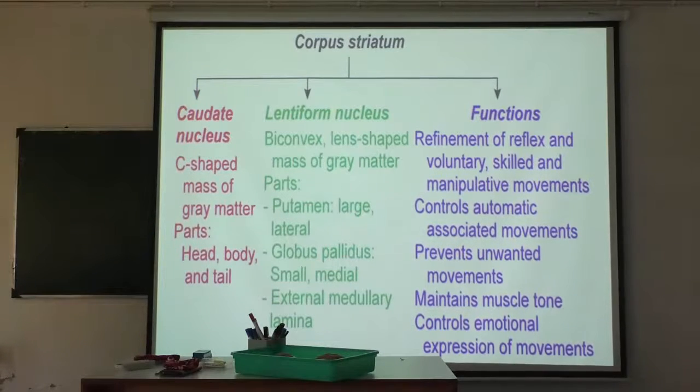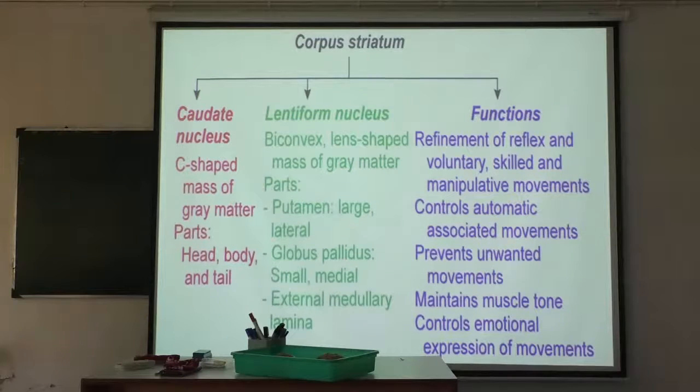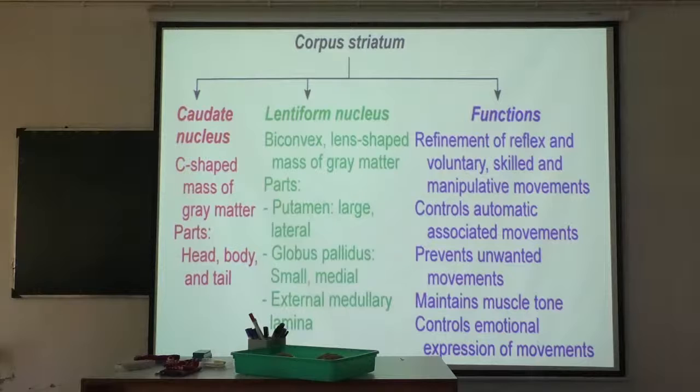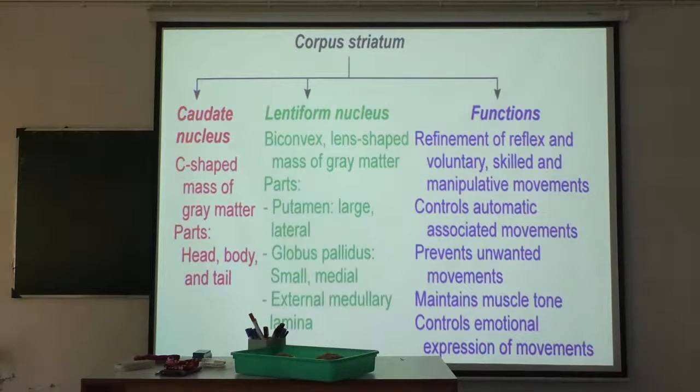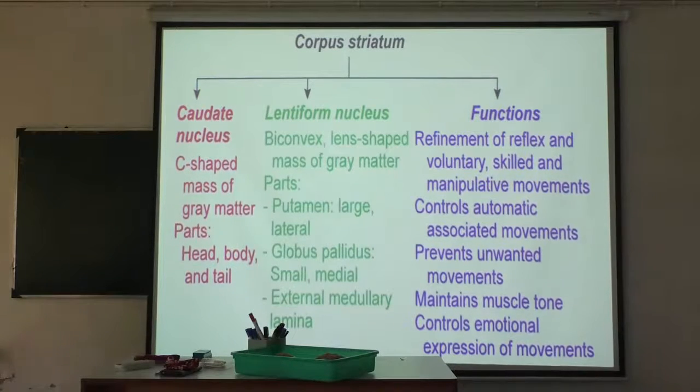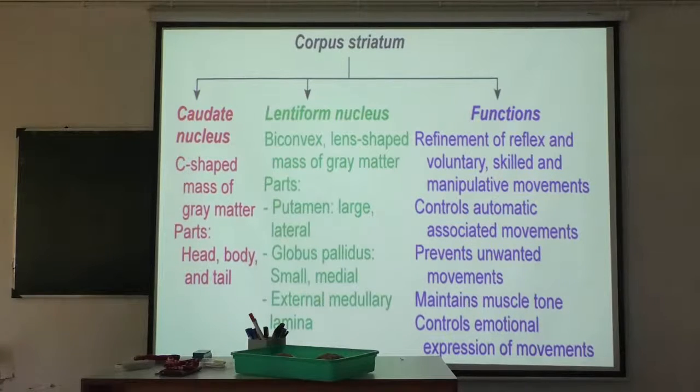Putamen and globus pallidus. Putamen is the large lateral part and globus pallidus is the small medial part. An external medullary lamina separates these two. Putamen and globus pallidus are separated by this streak of white matter known as the external medullary lamina. Also, there is an internal medullary lamina which separates the two parts of the globus pallidus.